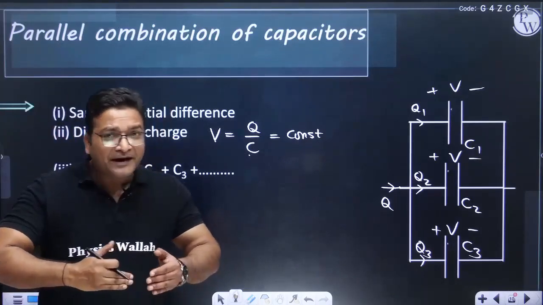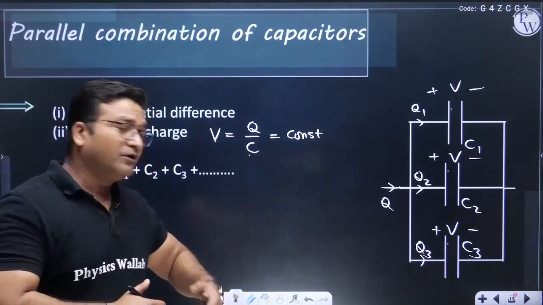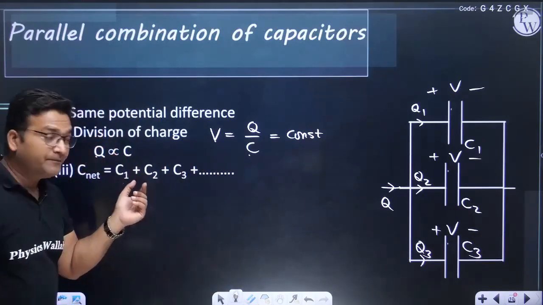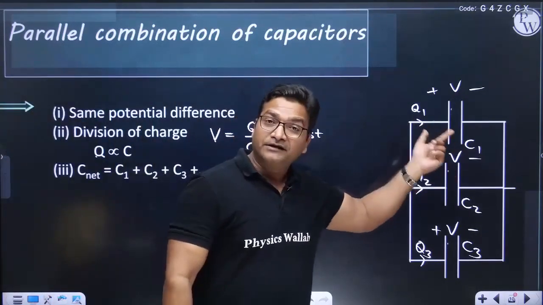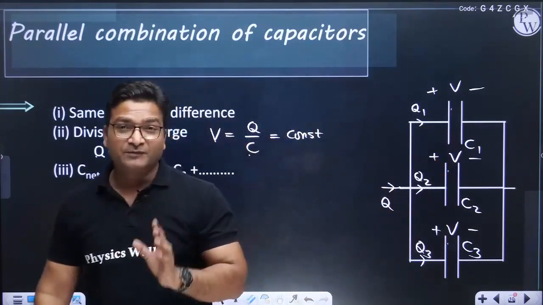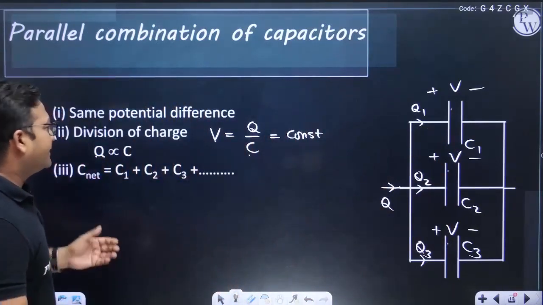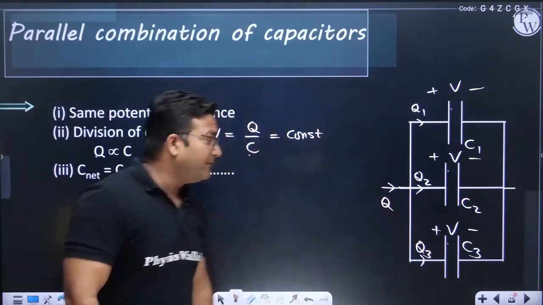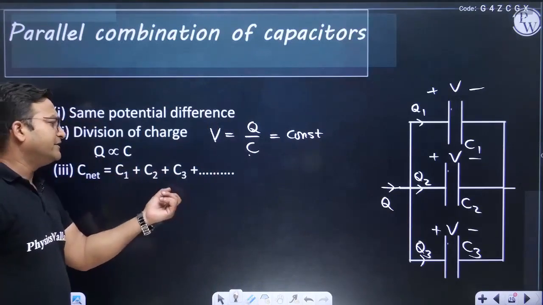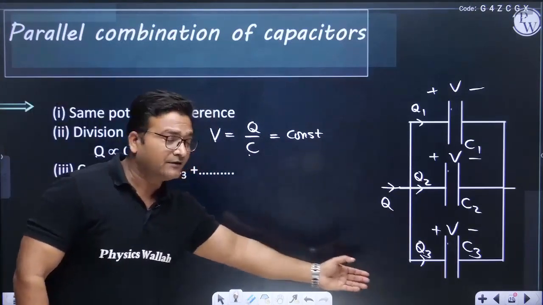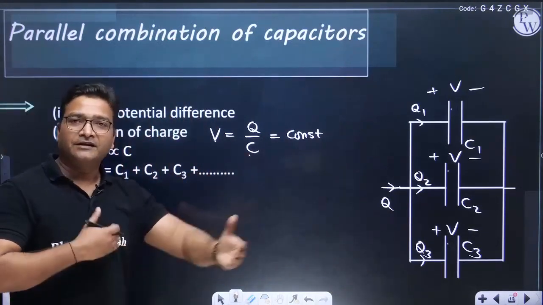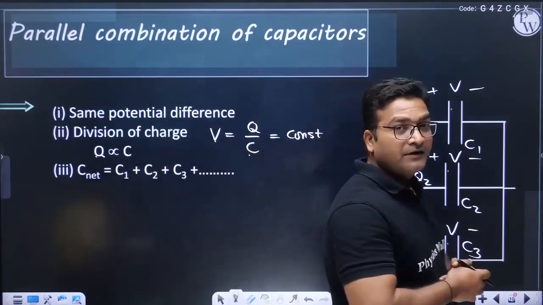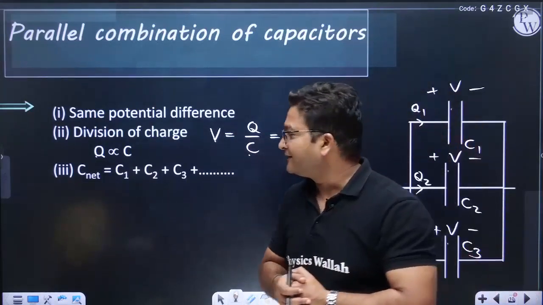I think I explained this point a few questions back also. So obviously if Q is proportional to C, the bigger capacitor will have a bigger charge, the smaller capacitor will have a smaller charge. And the net capacitance of these three capacitors will be given by C1 plus C2 plus C3. And if there are more capacitors connected in parallel, you will add C4, C5, similar to the case of series combination of resistance, right?